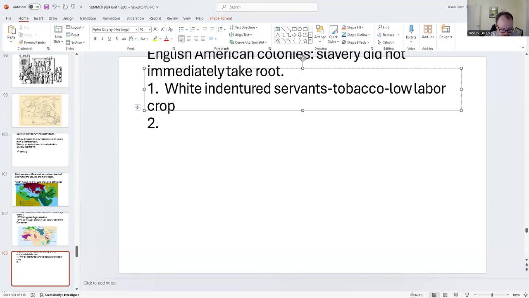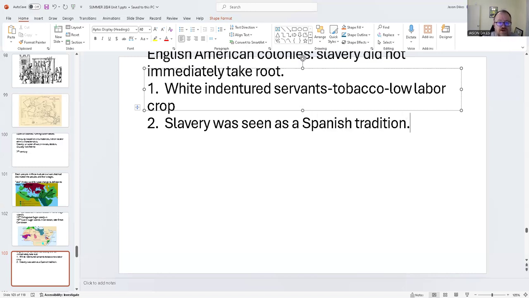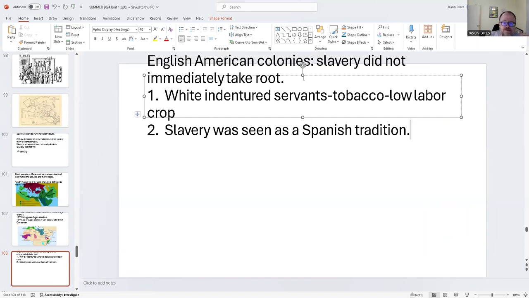And second, slavery was seen as a Spanish tradition. And of course, the English hated the Spanish. So an Englishman was not going to dress like a Spaniard or eat like a Spaniard or embrace slavery like a Spaniard. So for these early English American colonies, slavery really doesn't immediately set hold.